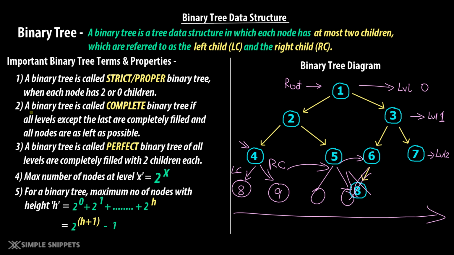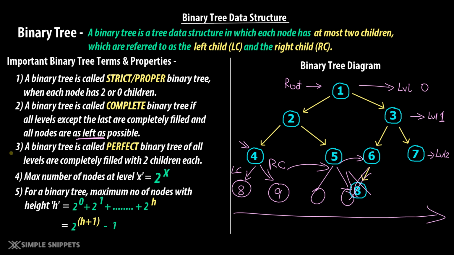So again, repeating the definition, a binary tree is called a complete binary tree if all levels except the last are completely filled. If the last one is incompletely filled, that is okay, but it has to be as left as possible, which means that the nodes at the last level have to be at the leftmost side. Okay, so that defines a complete binary tree.